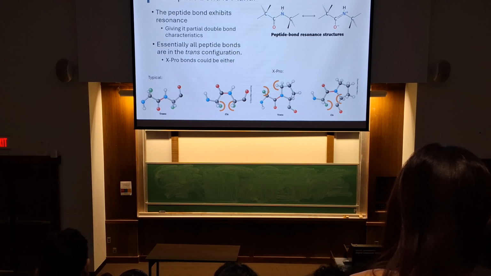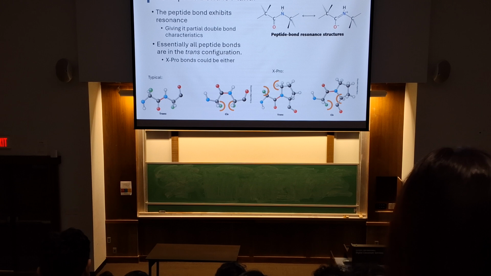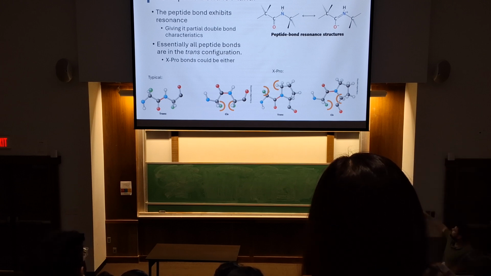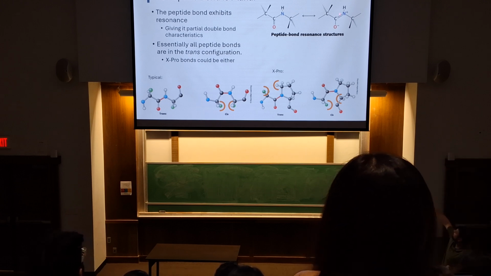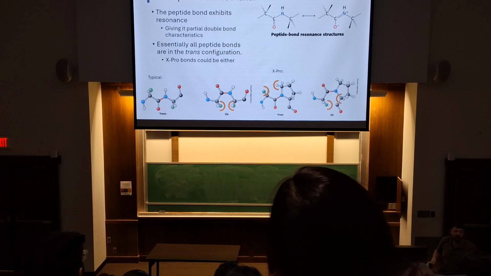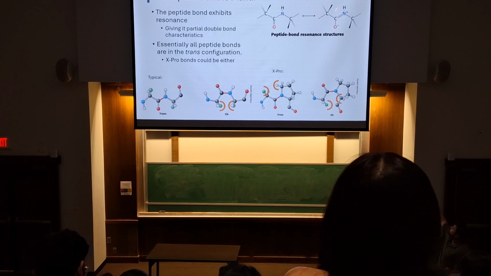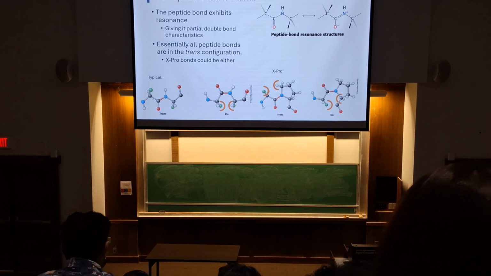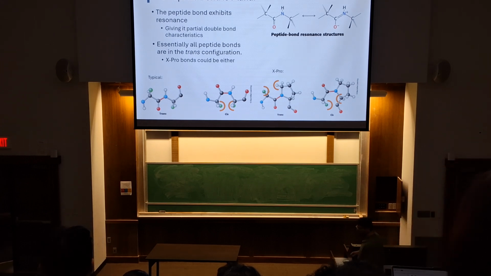And what do I mean by trans? Well, the trans can only happen if we have a double bond. And that is possible because peptide bonds have this resonance structure. So this is how we typically draw a peptide bond, but this is also equally correct, meaning that a peptide bond has partial double bond characteristics.